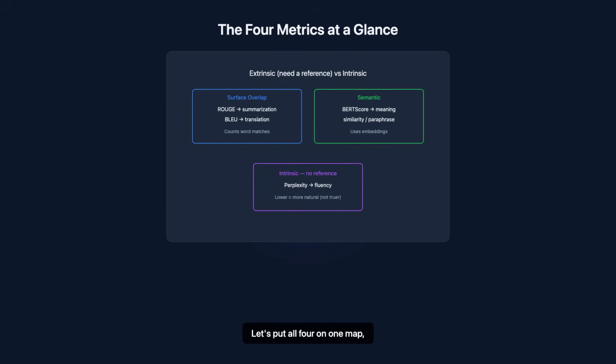Let's put all 4 on one map, organized by one scenario. Do you need a reference to compute the metric? On the top left are the surface overlap metrics, ROUGE for summarization and BLEU for translation. Both count word matches, and both need a reference. On the top right sits BERTScore, which also needs a reference but compares meaning through embeddings, so it handles paraphrases. And down at the bottom, standing alone, is Perplexity, the intrinsic one. It needs no reference at all, and it measures fluency where lower is more natural, but never confuse that with more truthful.